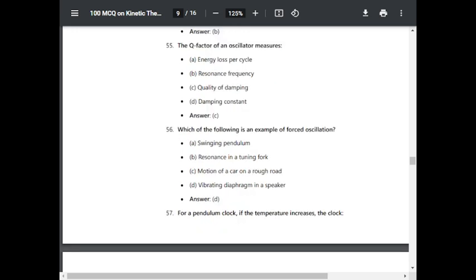Question number 56. Which of the following is an example of forced oscillation? Option A, swinging pendulum; option B, resonance in a tuning fork; option C, motion of a car on a rough road; option D, vibrating diaphragm in a speaker. The correct answer is D, vibrating diaphragm in a speaker. D is the correct example.